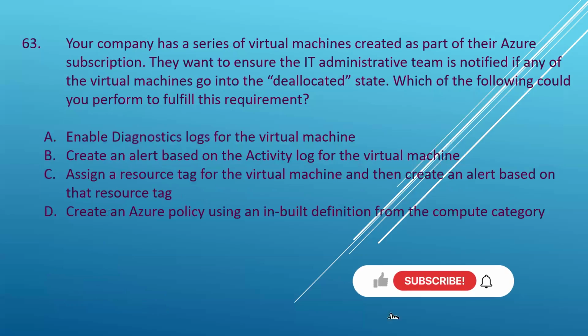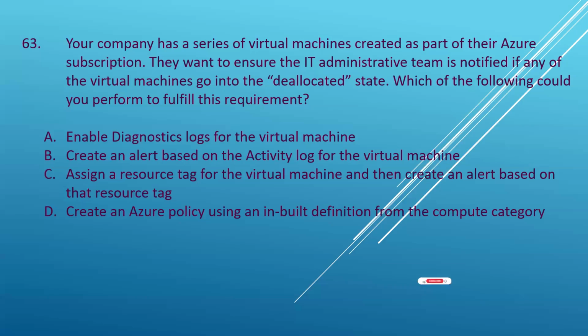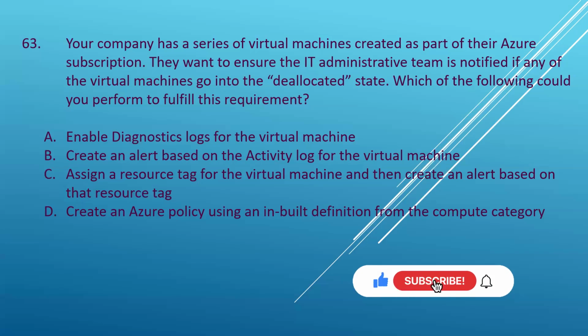Question number 63 of the series. Your company has a series of virtual machines created as part of their Azure subscription. They want to ensure the IT administrative team is notified if any of the virtual machines go into the deallocated state. Which of the following could you perform to fulfill this requirement? Your options are: enable diagnostic logs for the virtual machine; create an alert based on the activity log for the virtual machine; assign a resource tag for the virtual machine, and then create an alert based on that resource tag; create an Azure policy using an inbuilt definition from the compute category.